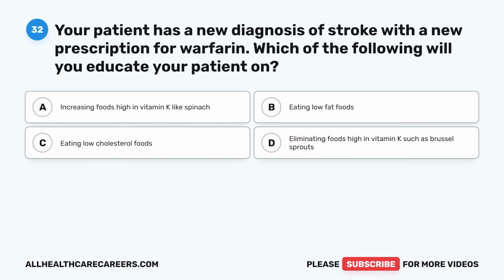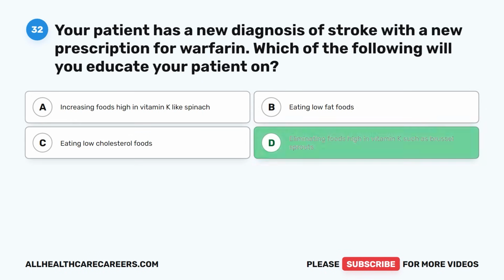Question 32. Your patient has a new diagnosis of stroke with a new prescription for warfarin. Which of the following will you educate your patient on? A. Increasing foods high in vitamin K like spinach. B. Eating low-fat foods. C. Eating low cholesterol foods. D. Eliminating foods high in vitamin K such as Brussels sprouts. The correct answer is D.